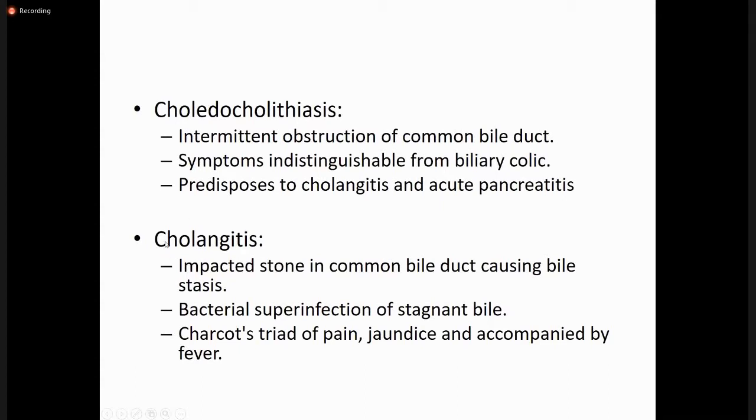In cholangitis, basically, that is the inflammation of the biliary channels. Chole, again, as I said, is basically gallbladder, and chole is defined as bile in the Greek word. So, an impacted stone in the common bile duct causes bile stasis. This will lead to bacterial superinfection of the stagnant bile, and a typical Charcot triad occurs. If this is occurring, then obviously the patient is suffering from cholangitis.